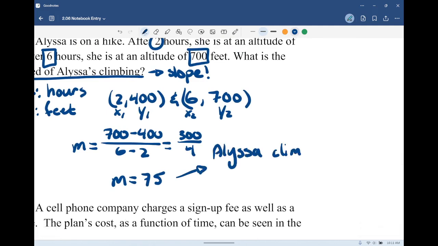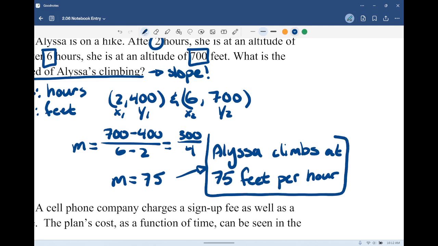Alyssa climbs at 75. Raise your hand. 75 what? Feet. What's the end of it? Per hour. Alyssa climbs 75 feet per hour. Truly all we're doing here, find slope, create an answer sentence with units. There it is. Find slope, create an answer sentence with units. Any questions so far?